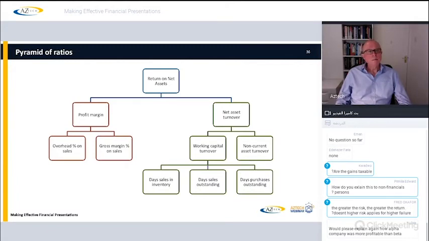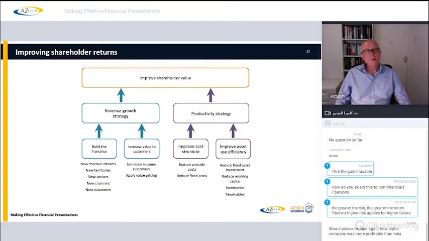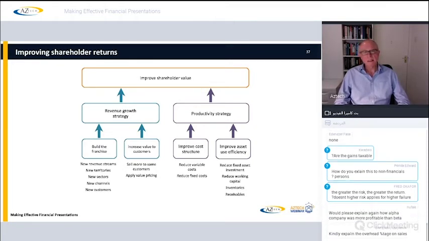And based on this insight into what these financial measures tell us, we can further help non-financial managers. We can translate these measures into business strategy. We can use these measures to direct us in areas where we can improve shareholder value. So what we can see from our understanding of return on investment, return on net assets, is that we have broadly two strategies that we can pursue to improve shareholder value. We can pursue a revenue growth strategy, and we can pursue a productivity strategy.